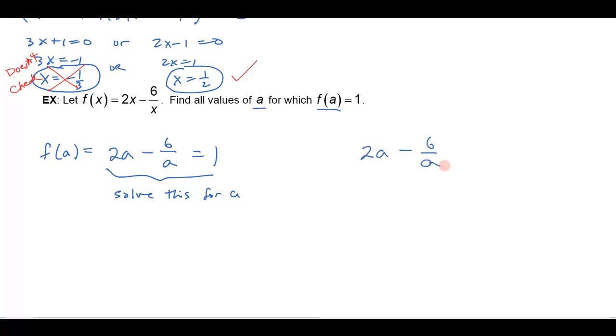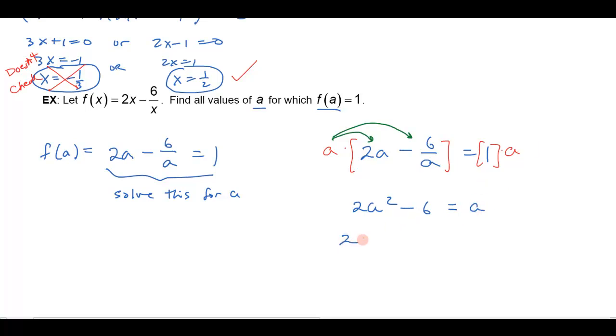2a minus 6 over a equals 1. You see that this is a rational equation. I've got a fraction in it, so I'm going to multiply both sides by the common denominator. So if I multiply both sides by a, when I distribute the a here, I'll get 2a squared. When I distribute the a over here, you can see this a is going to cancel that a, and I'll just get the minus 6. So on this side I get 2a squared minus 6, and then over on this side I get a.